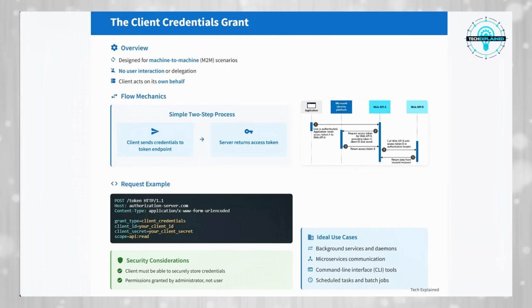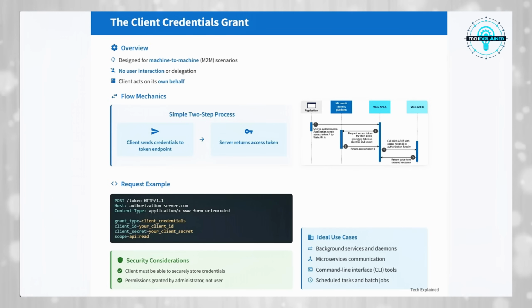In this flow, permissions aren't delegated by a user. Instead, they're granted directly to the application itself by an administrator of the service. These are often referred to as application permissions or roles, which define what the service is allowed to do on its own. For example, a data processing service might be granted permission to read from a specific database and write to another without any user involvement. Or a monitoring service might be granted permission to read system metrics across multiple services.